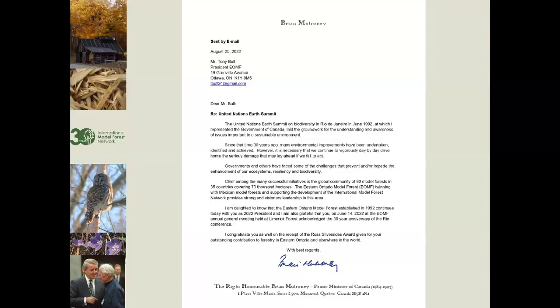And this is a letter. You might not be able to read it too well, but it's basically a letter to then President Tony Bull of the Eastern Ontario Model Forest, talking about the Rio Summit in 1992, where the International Model Forest Network was announced, and the importance to Brian Mulroney of global environmental causes and of making the world environmentally sustainable. So it was a nice way to remember the late former Prime Minister.